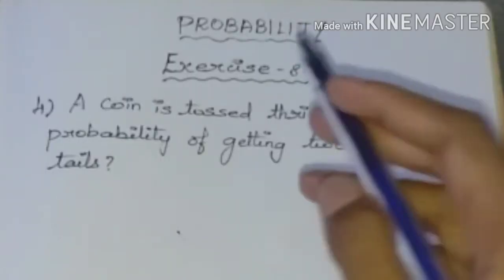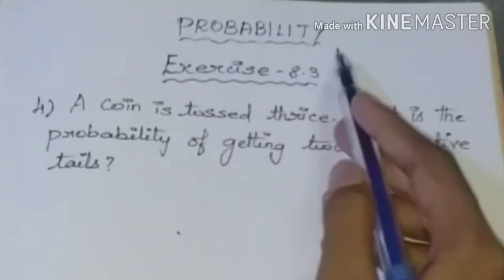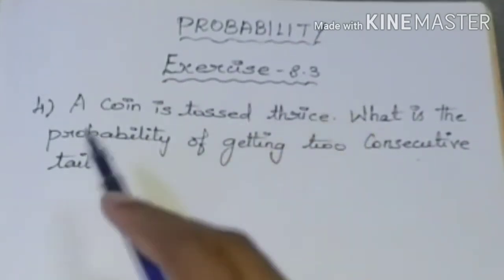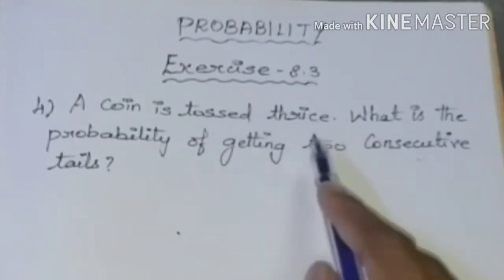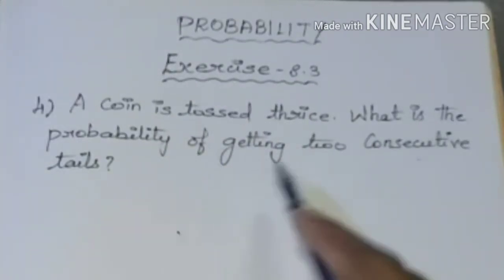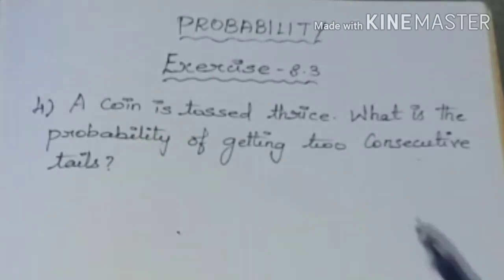Hi friends, now in this video, probability chapter, Ex-8.3, Sum 4. The question is, a coin is tossed thrice, what is the probability of getting two consecutive tails? So a coin is tossed thrice, and we need the probability of two consecutive tails.